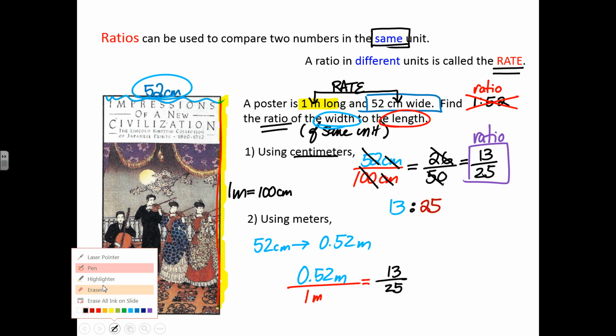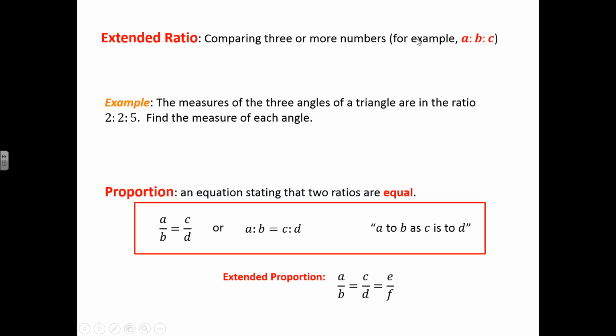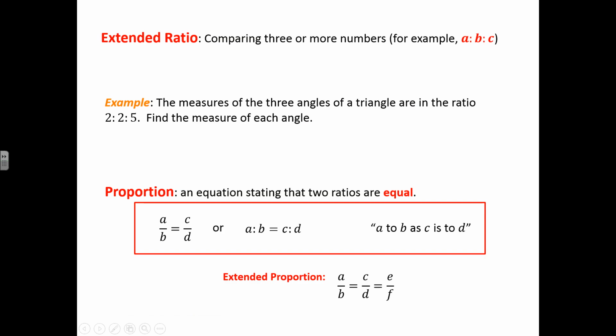So to recap here, really important, the term rate is used for a comparison within different units. Ratios is a comparison when you're dealing with the same unit. You can have what's called extended ratios where you're used to seeing one thing or another thing. You can have what's called extended ratios with three or more items. For example, a triangle's angles are in a ratio of 2 to 2 to 5.